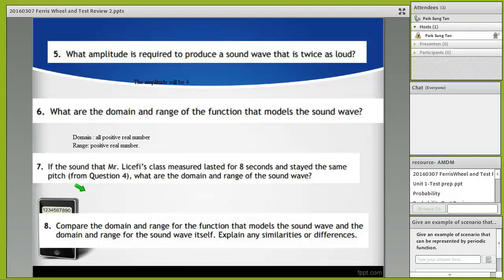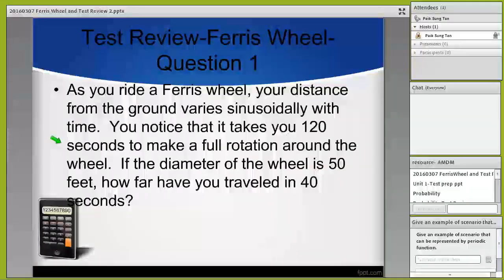All right. Compare the domain and range of the function that models the sound wave, which is this answer, compared to this answer. All the answers in number 7 are a subset of the answers for number 6. Okay, this has to be the subset of this. I hope you answered most of the questions. We have 10 minutes. I'm going to discuss some test review questions.